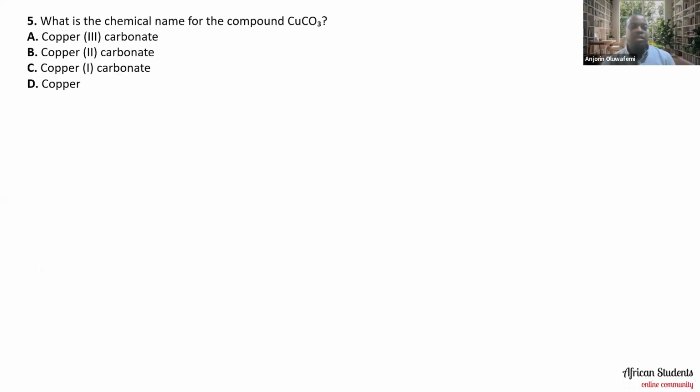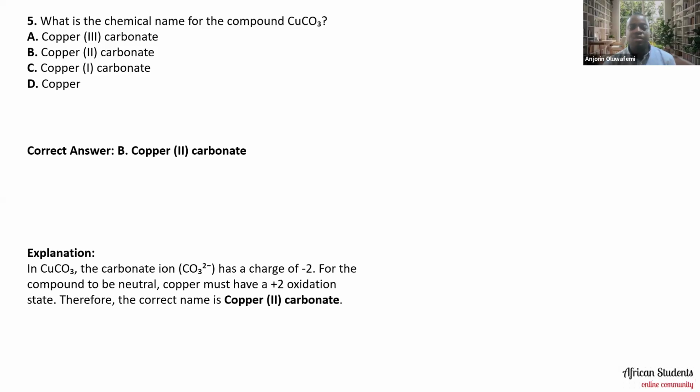This one says, what is the chemical name for the compound CuCO3? Is it copper 3 carbonate, copper 2 carbonate, copper 1 carbonate, or just copper? So the right answer for this one is copper 2 carbonate. Why did we name it that? In CuCO3, the carbonate ion CO3 2- has the charge of -2. For the compound to be neutral, copper must have a +2 oxidation state. Therefore, the correct name is copper 2 carbonate.